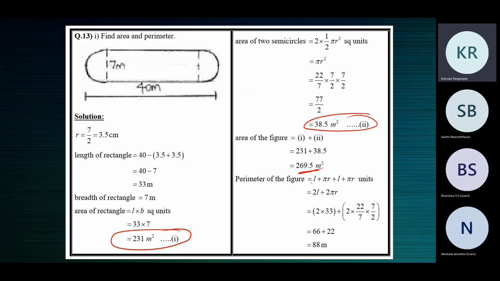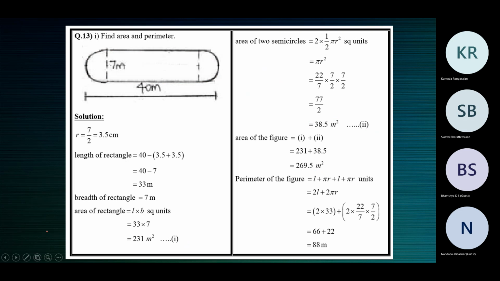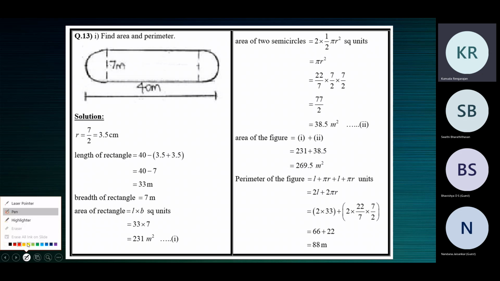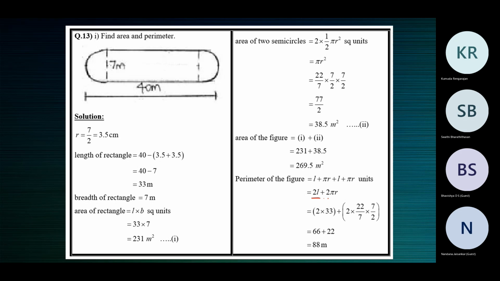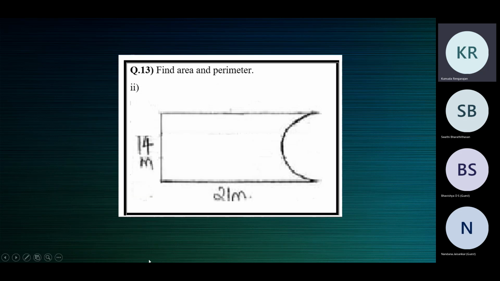Perimeter, as we discussed, is the length of the rectangle plus pi r plus the length of the rectangle plus pi r. So L plus L is 2L and pi r plus pi r is 2 pi r. Substitute the values and calculate, you get 88 meters. All right, children, try this one.